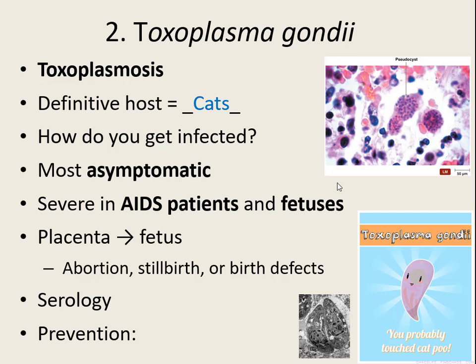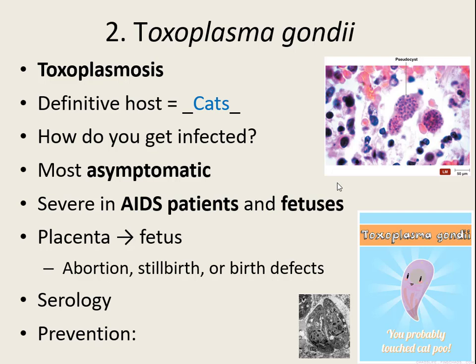Why we do care so much about this particular protozoan, though, is that it can cause very severe cases in AIDS patients, and it is one of those few things that can cross the placental barrier. Like listeria can cross the placental barrier, syphilis can cross the placental barrier, toxoplasma can cross the placental barrier, and it may lead to death of developing fetuses, so it can cause abortions, stillbirths, and birth defects. So this becomes an issue and a concern with pregnant women picking it up.